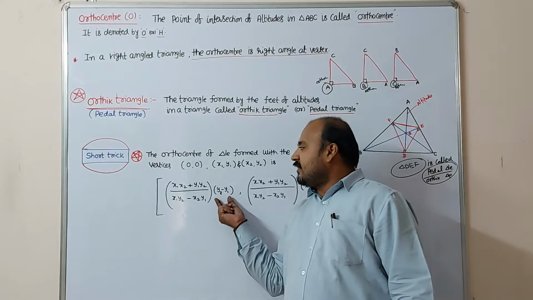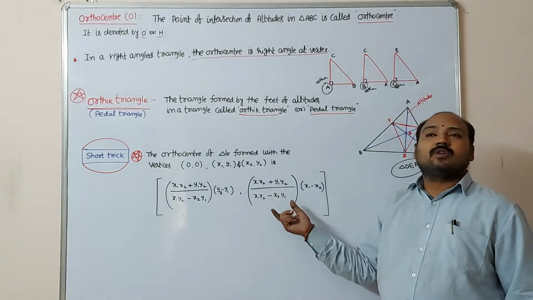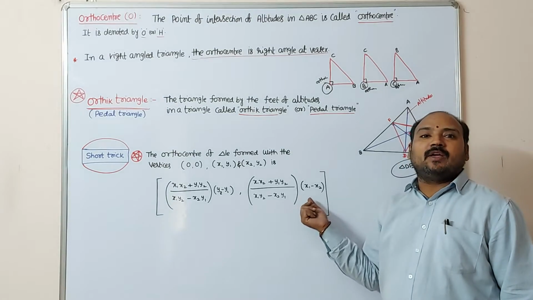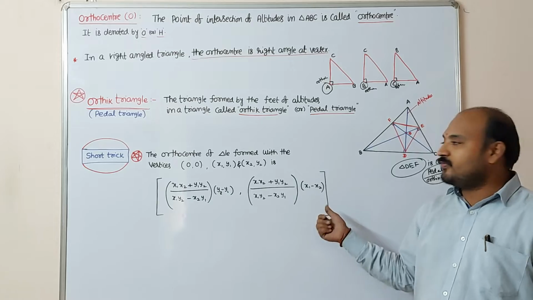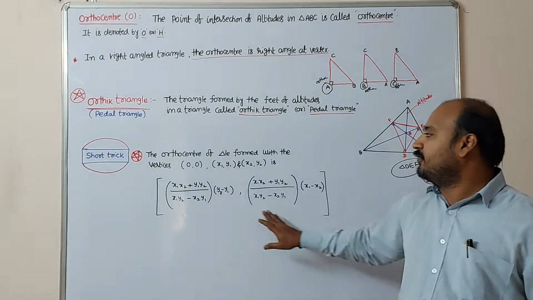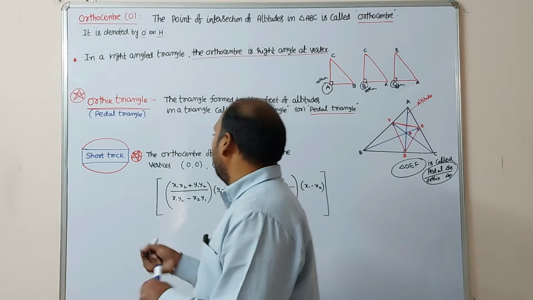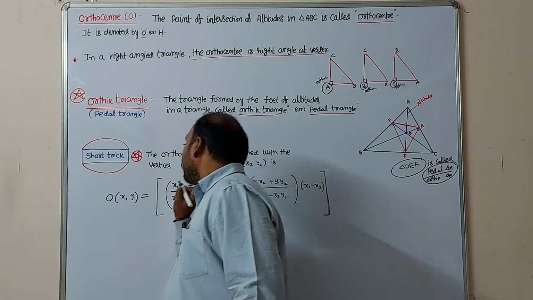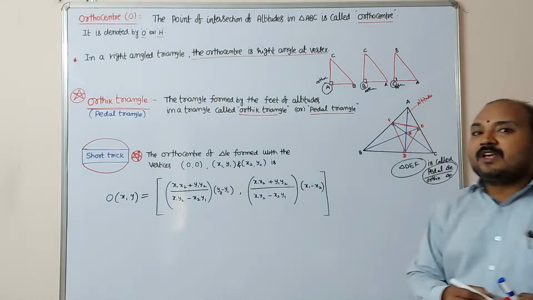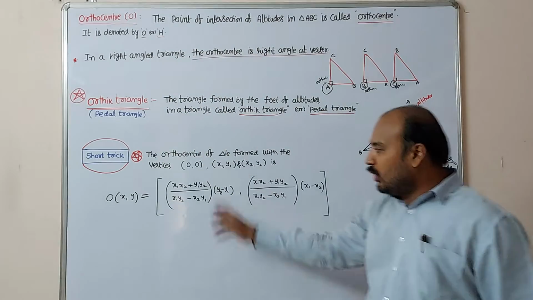The y coordinate is (x1x2 + y1y2) divided by (x1y2 - x2y1), into (x1 - x2). For the x coordinate, we multiply by the difference of y coordinates, y2 - y1. For the y coordinate, we multiply by the difference of x coordinates, x1 - x2. This is the shortcut formula to get the orthocenter of the triangle when the points are in that form. O of (x, y): O means orthocenter here, not origin. I already said that you can denote it either O or H.